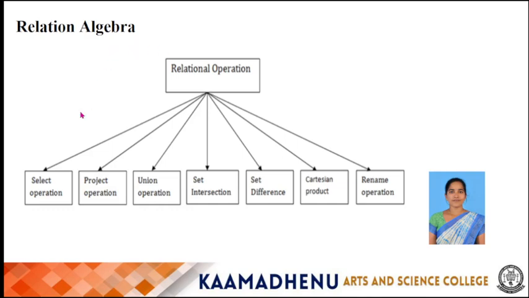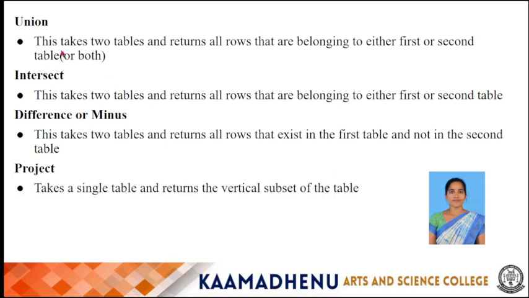Relational algebra: in that, selection operation, projection operation, union operation, set intersection, set difference, Cartesian product and rename operation. These come under relational algebra. First we are going to see what is union. This takes two tables and returns all rows that belong to the first or second table or both. Intersection: this takes two tables and returns all rows that belong to both the first and second table. Then difference or minus: this takes two tables and returns all rows that exist in the first table, not in the second table.